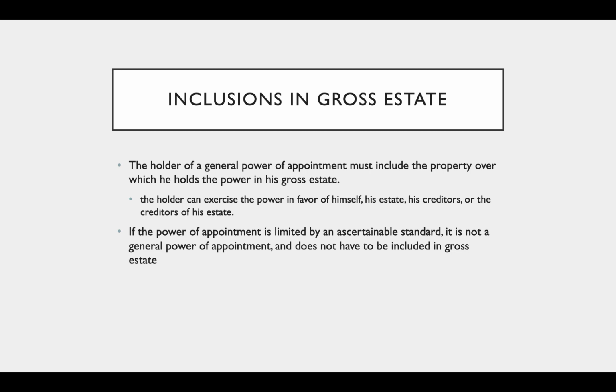If we have power of appointments, the holder of a general power of appointment must include the property over which he holds that power in his gross estate. And a general power of appointment means the holder can exercise the power in favor of himself, his estate, his creditors, or the creditors of his estate. If the power isn't general, then it's limited. So if it's limited by an ascertainable standard, it's not a general power of appointment and therefore is not included in his or her gross estate.